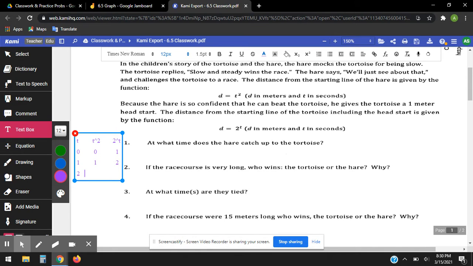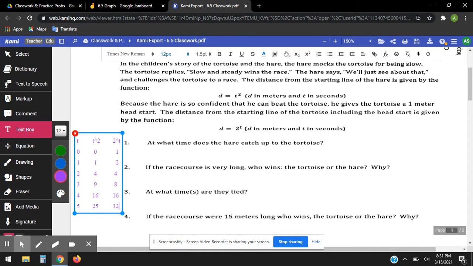At 2, 2 to the second power is 4. 2 to the second power is 4. Look at that. At 3, 3 to the second power is 9. 2 to the third power is 8. We'll go to 4 and 5. 4 squared is 16. 2 to the fourth is 16. And 5 squared is 25. 2 to the fifth power is 32.